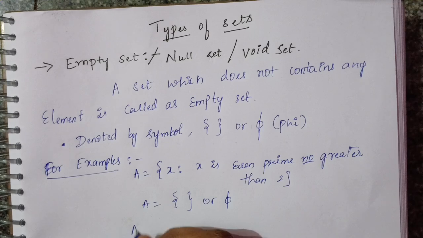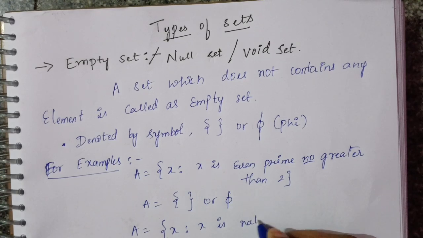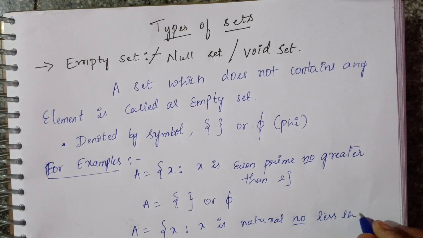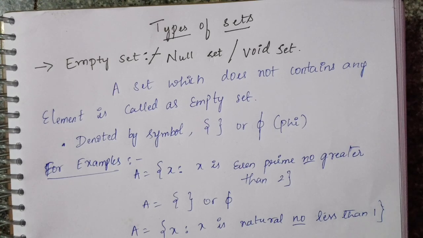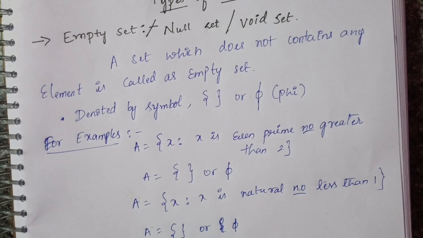Next, if you take x is a natural number less than 1, then there is nothing there, so it will be an empty set, or phi.